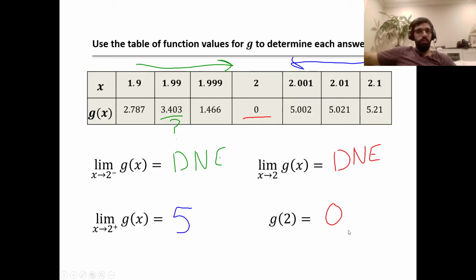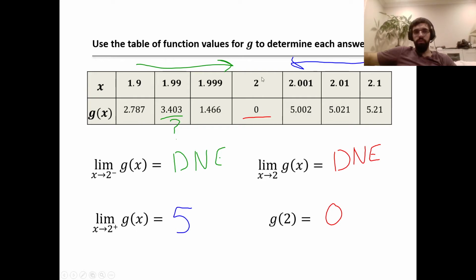So another example, in this case, we'll see what happens when the left and the right don't equal. As we approach x equals 2 from the left, our x values approach 2, but are less than 2. Our y values go from 2.8, and it jumps up to 3.4, and then it goes back down to 1.5. And then as we approach 2, we get 0.